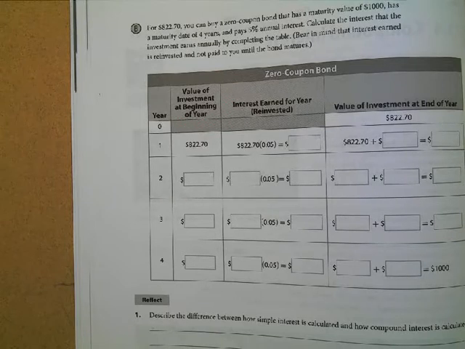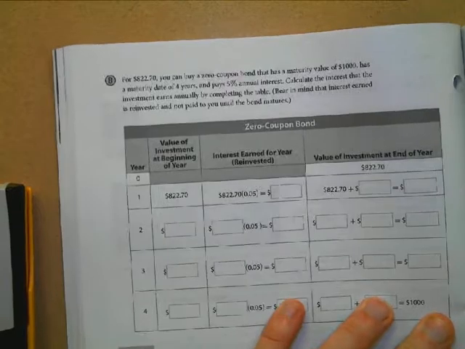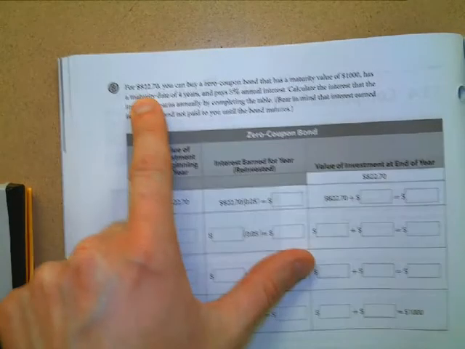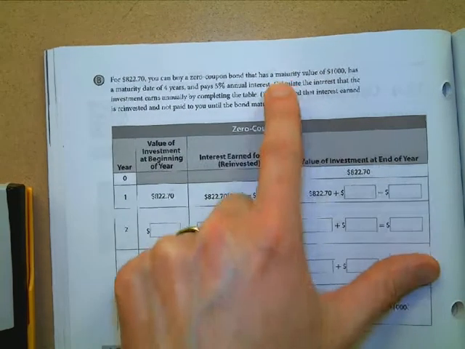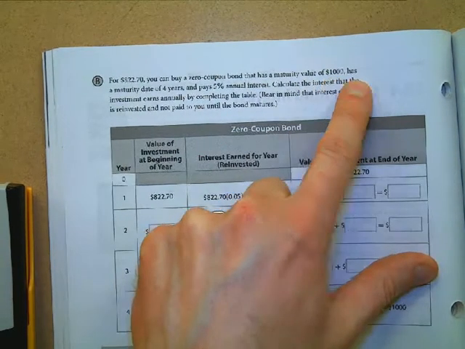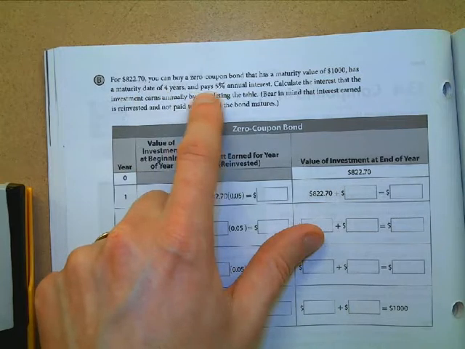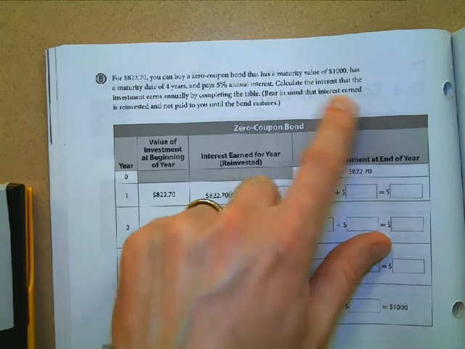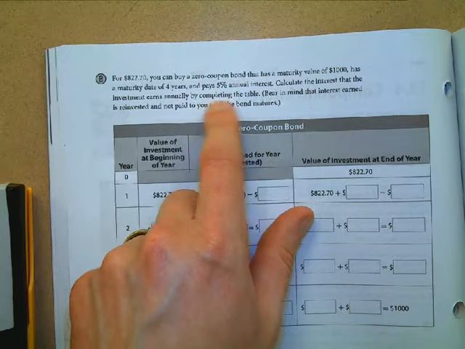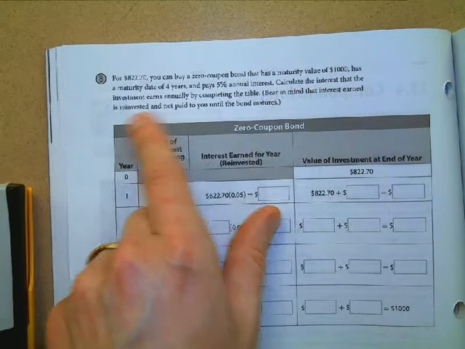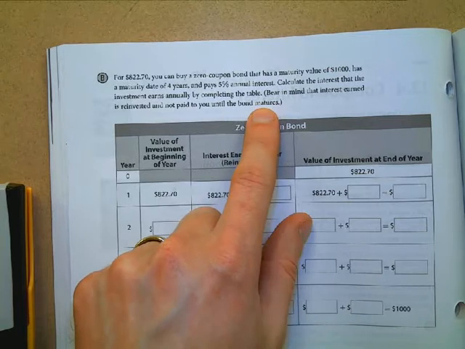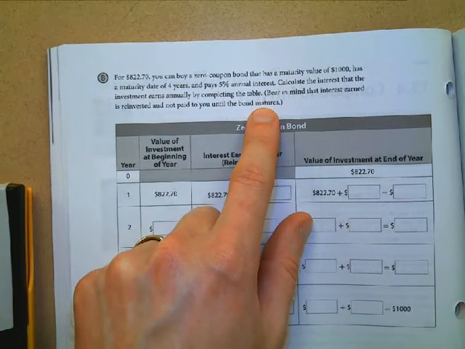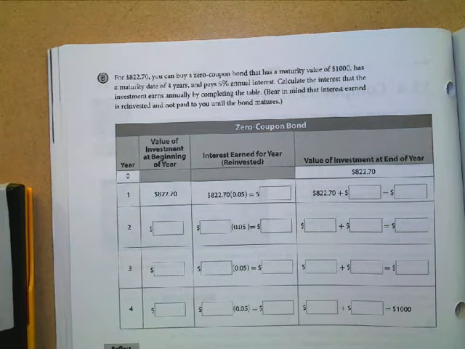Okay, so anyway, sorry. Now, for $822.70, so less than $1,000, you can buy a zero coupon bond that has a maturity value of $1,000, has a maturity date of 4 years, and pays 5% annual interest. Calculate the interest that the investment earns annually by completing the table. Bear in mind that interest earned is reinvested and not paid to you until the bond matures. So this time we're not going to get paid at the end of every year. Instead, that money is going to get put back in and then reinvested. And at the end, you get the lump sum of your interest money.